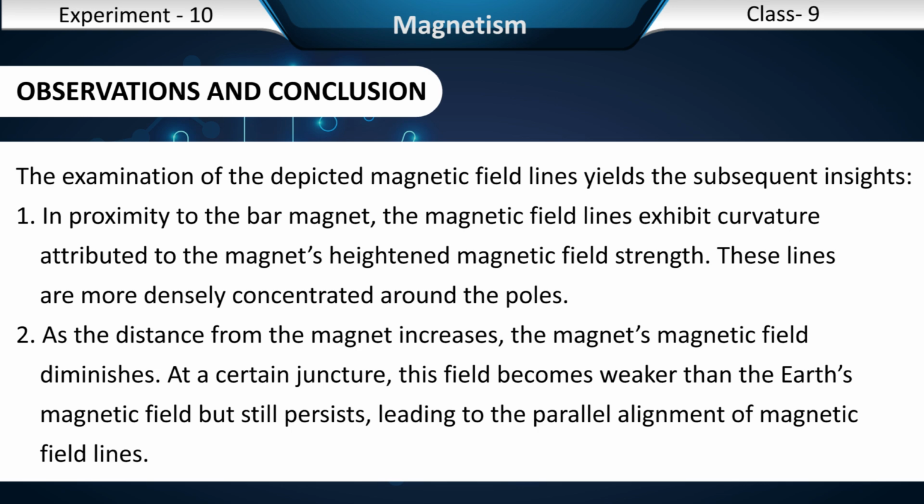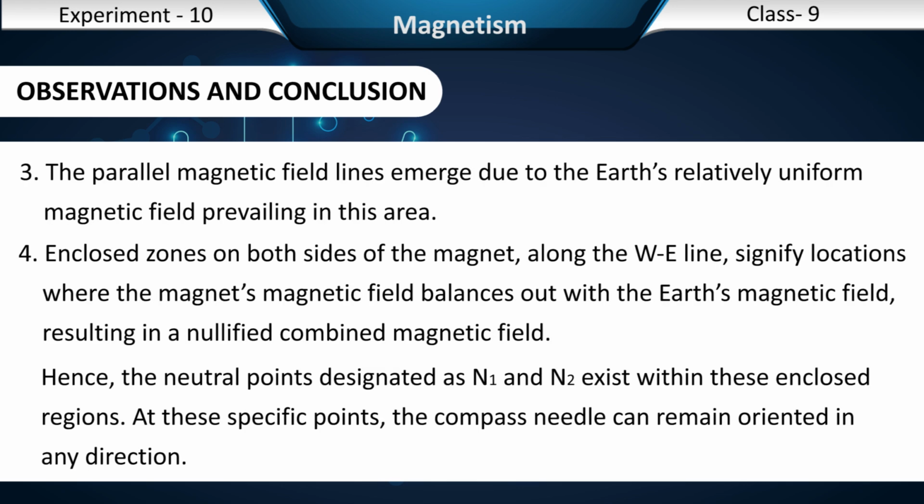1. In proximity to the bar magnet, the magnetic field lines exhibit curvature attributed to the magnet's heightened magnetic field strength. These lines are more densely concentrated around the poles. 2. As the distance from the magnet increases, the magnet's magnetic field diminishes. At a certain juncture, this field becomes weaker than the Earth's magnetic field but still persists, leading to the parallel alignment of magnetic field lines. 3. The parallel magnetic field lines emerge due to the Earth's relatively uniform magnetic field prevailing in this area.